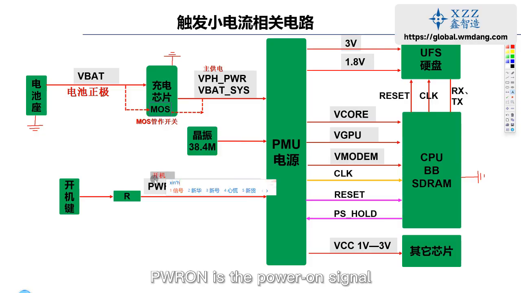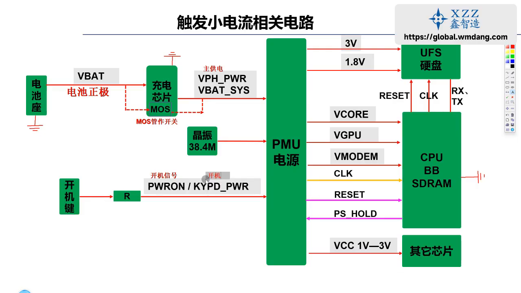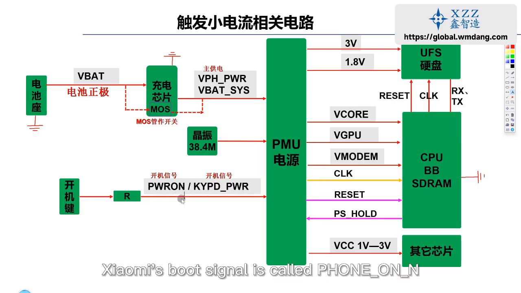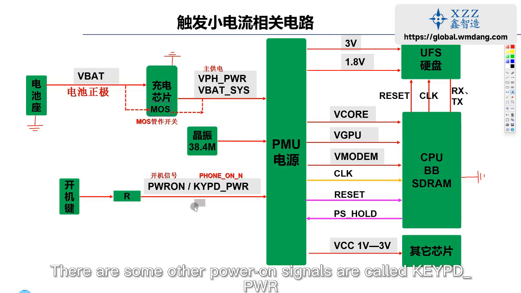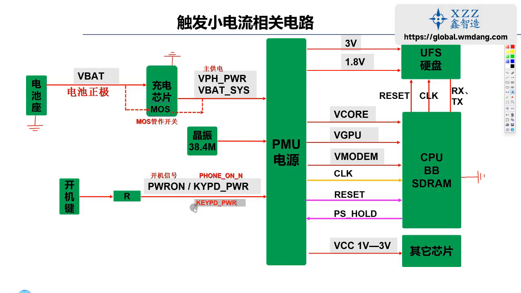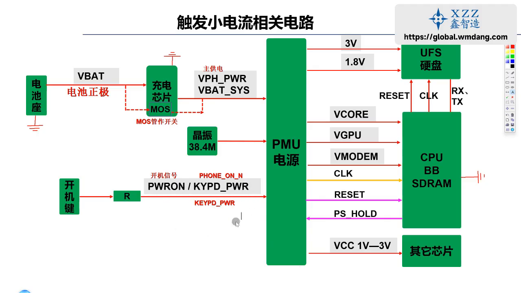PWR-ON is the power-on signal. What about KYPD PWR? It is also a boot signal. Xiaomi's boot signal is called PHONE-ONN. There are some other power-on signals that are called KEYPD PWR. The power-on signal line has a variety of English names.